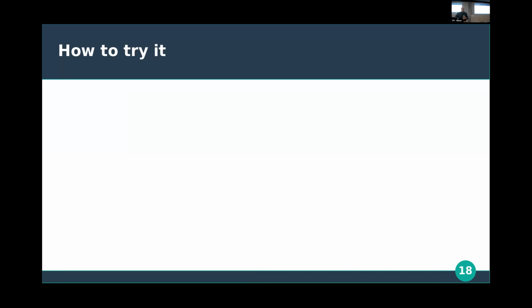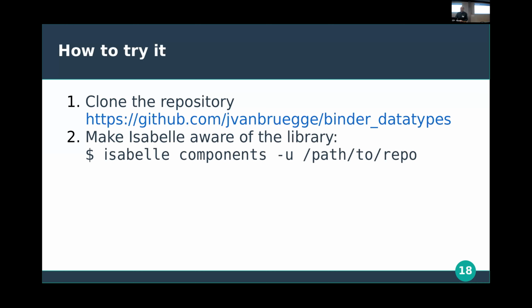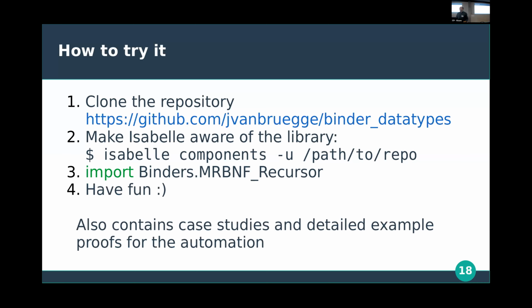So if you are interested in trying this out for yourself, what do you have to do? It's rather easy. You just clone our repository from the artifact. This is also updated continuously with new developments. Then you can just make Isabelle aware of this library, similar to how you would do this for the AFP. Import the central file from the library, and that's it.